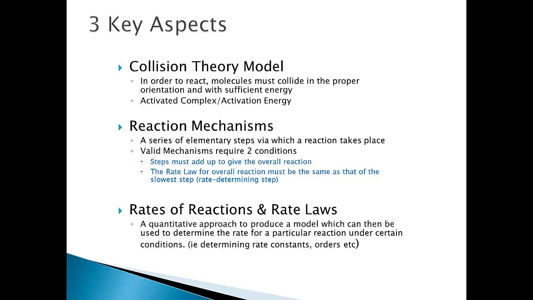Also, reaction mechanisms. We've already looked at some mechanisms in this course, but we know that a reaction mechanism is a series of steps via which a reaction takes place. For a mechanism to be valid, 2 conditions have to be met. The steps of the mechanism have to add to give the overall reaction, and the rate law for the overall reaction must be the same as that of the slowest step. In other words, this is the rate determining step. If there is a particularly slow step in our mechanism, the rate of this slowest step is going to determine the rate law for the overall reaction.